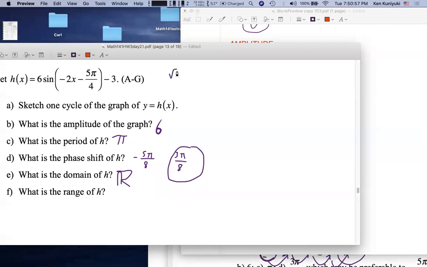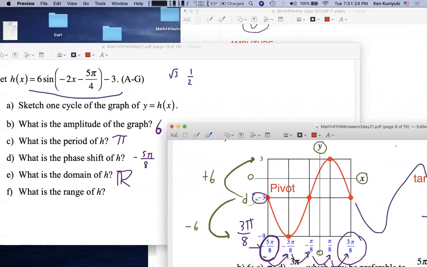If you have the square root of 3, that's fine. That's a constant. Of course, if you have 1/2, that's fine. But if you have x in the denominator, then you're going to have domain issues. If you have the square root of x, you have domain issues. With sine or cosine, there are no domain problems. Now, if you have tangent, cotangent, secant, or cosecant, then yeah, you're going to have domain problems because of the trig. What's the range? You won't know until you graph a cycle.